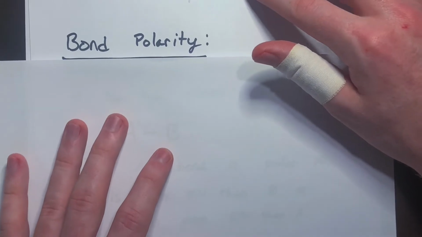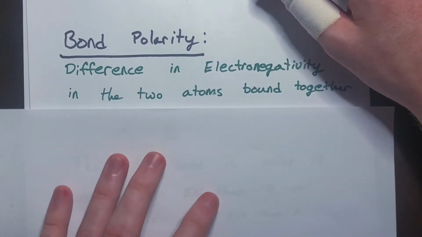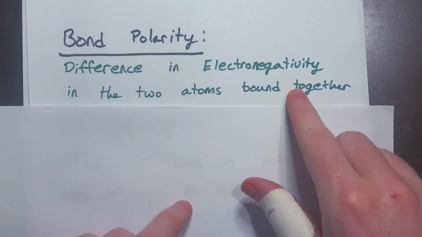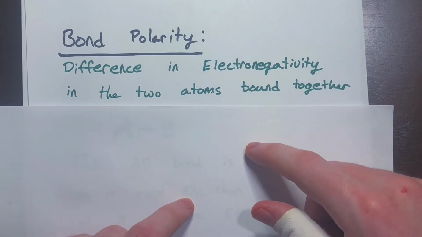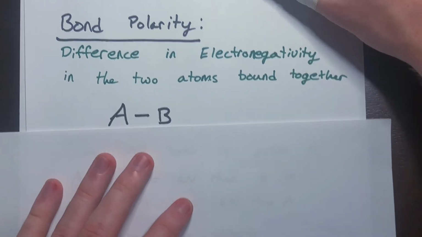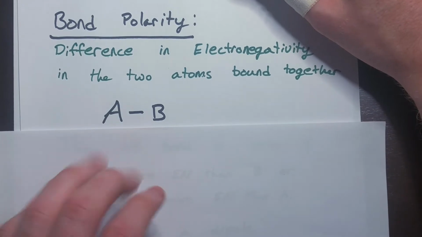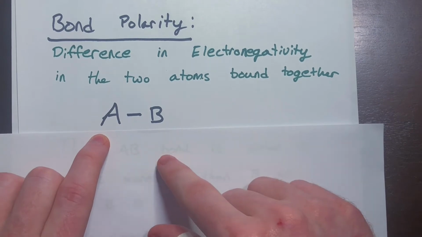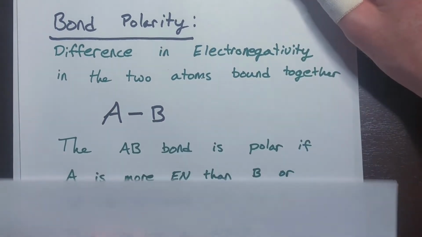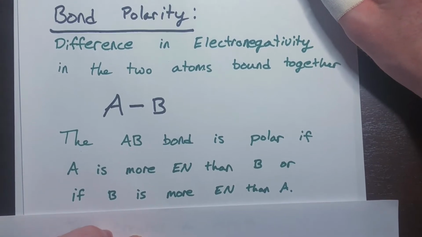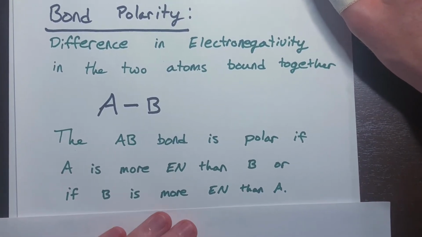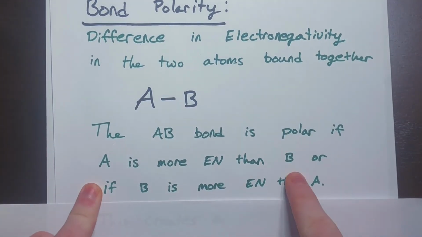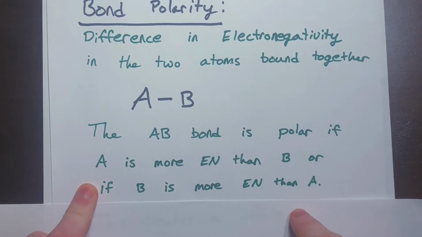So first, bond polarity. Bond polarity is present in a particular bond if there's a difference in the electronegativity between the two atoms in that bond. As an example, let's consider this generic molecule AB. This AB bond is going to be polar if there is a difference in electronegativity between atoms A and B. So there are only two possible situations: either A is more electronegative than B, or B is more electronegative than A.